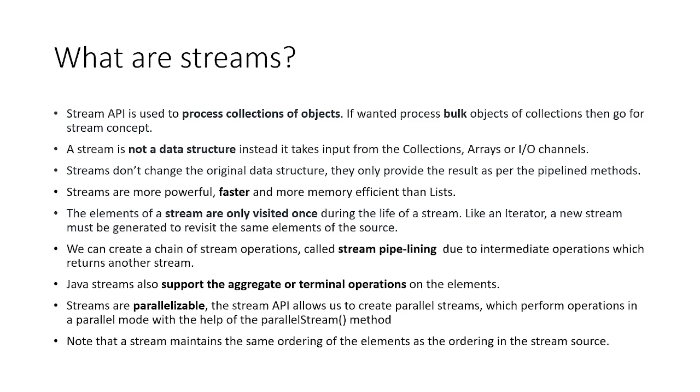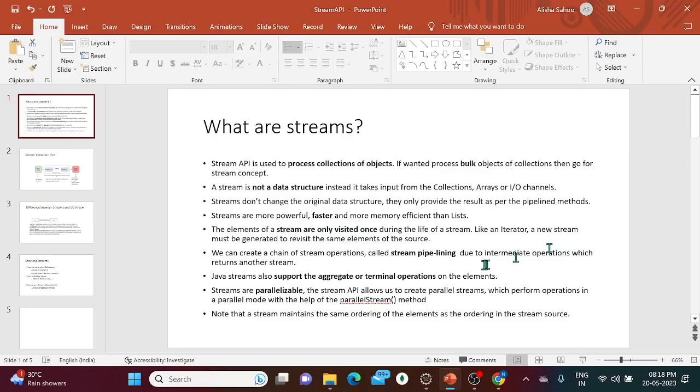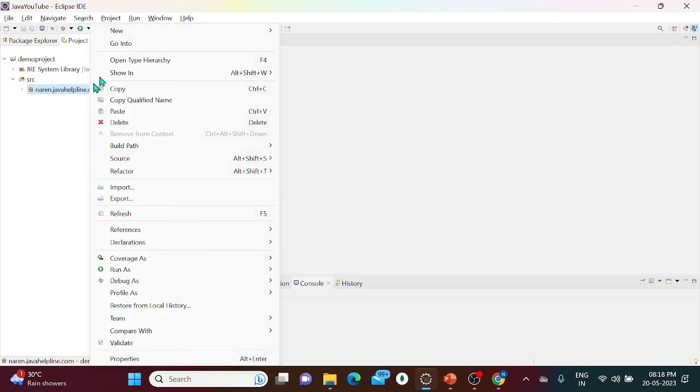Collections, right? If you want to apply some operations on a collections object, in that case we'll go for Stream API. We want some operations on a bulk of objects, a group of objects, which can be a collections object. So instead of going through all this theory, I will explain one by one and create a demo example. It will be more clear.